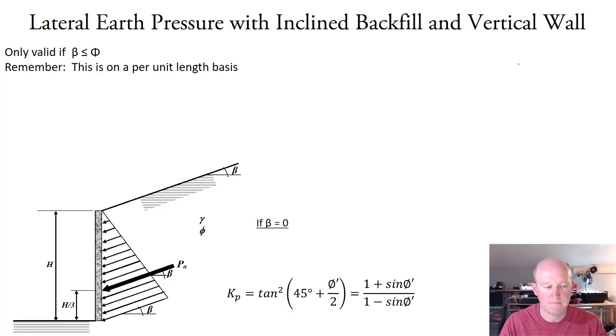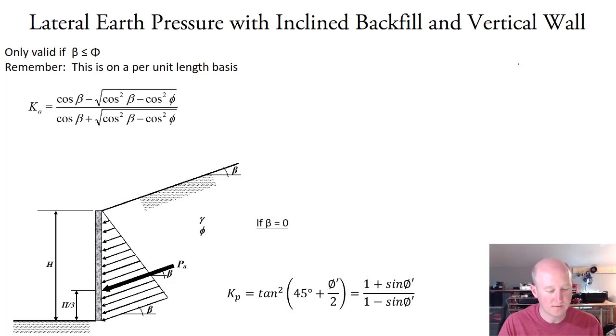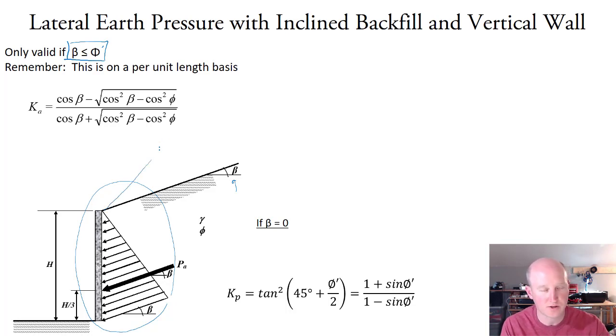And so here's the equation for active. I called that alpha last time, but that's going to be beta. So the basic setup is that we've got this inclined pressure distribution, and it's inclined by the same angle as the top, and that's only going to work if beta is less than the friction angle, and that's fine because if this was sloped greater than the friction angle, the surface material would probably slide off. So we'll use this equation for calculating the active condition.